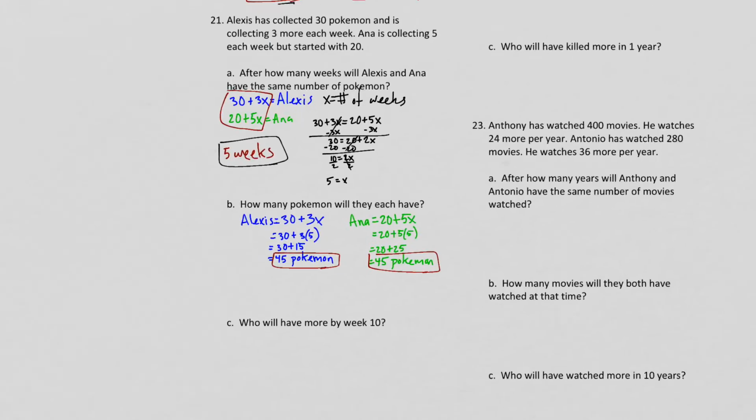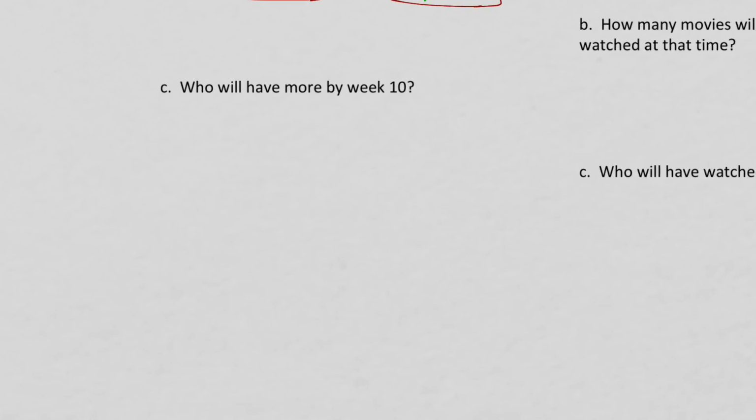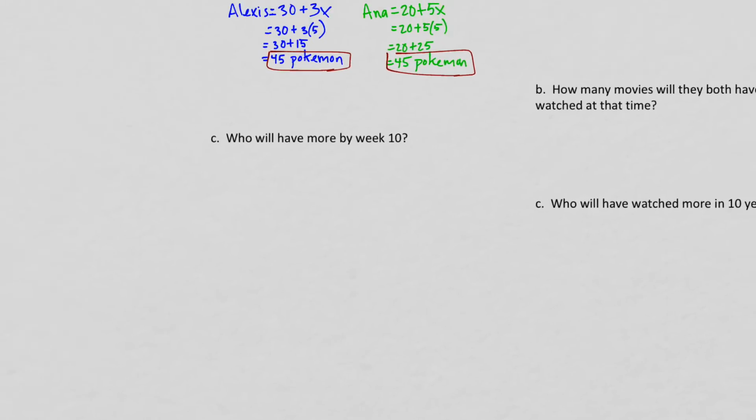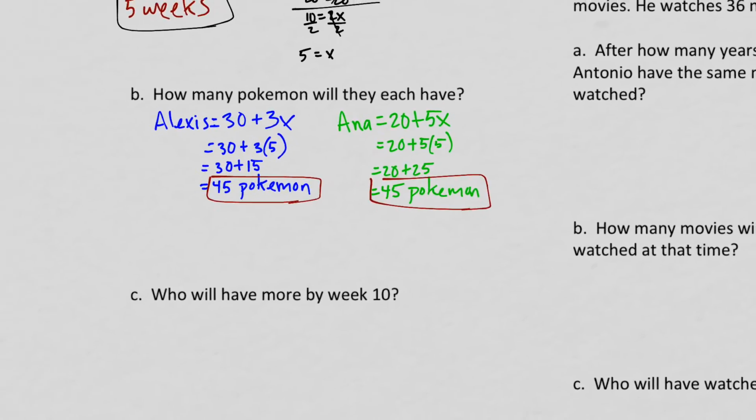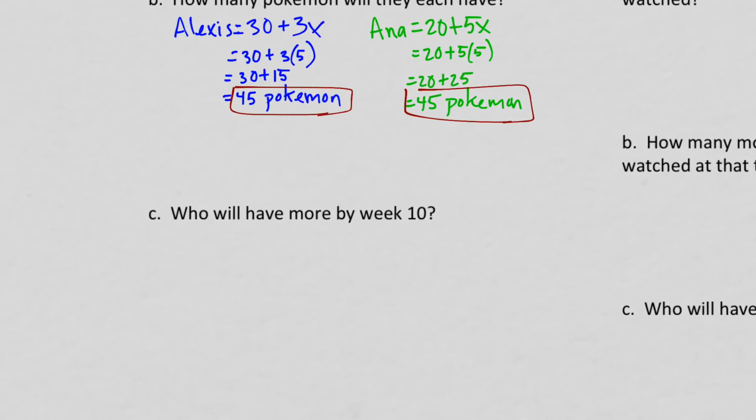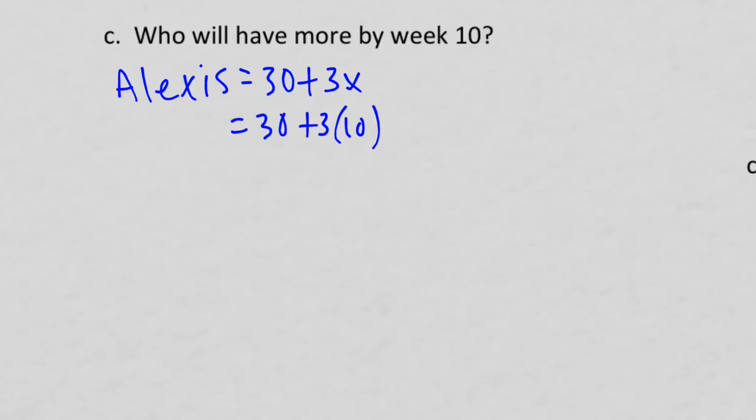Okay, part C. Who will have more by week 10? All right, so to find that, plug in 10 into both of them, Alexis and Anna, to see how many they have. So let's use Alexis first. Alexis is, we said, 30 plus 3x. Let's plug in 10. 30 plus 3 times 10. That's going to be 30 plus 30, so 60. Alexis has 60 in 10 weeks, week 10.